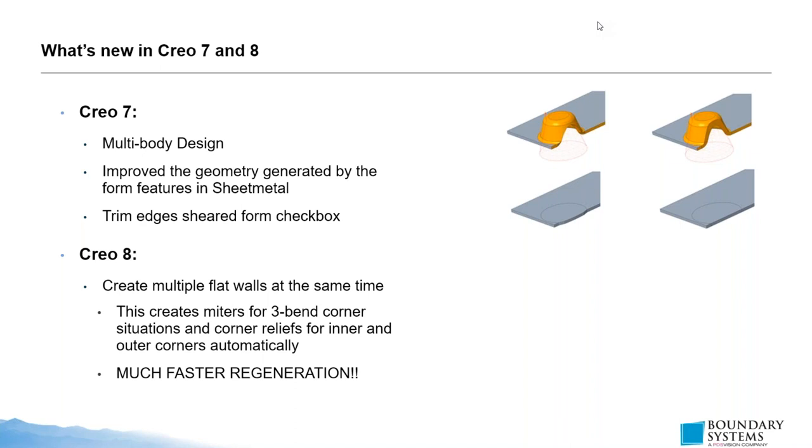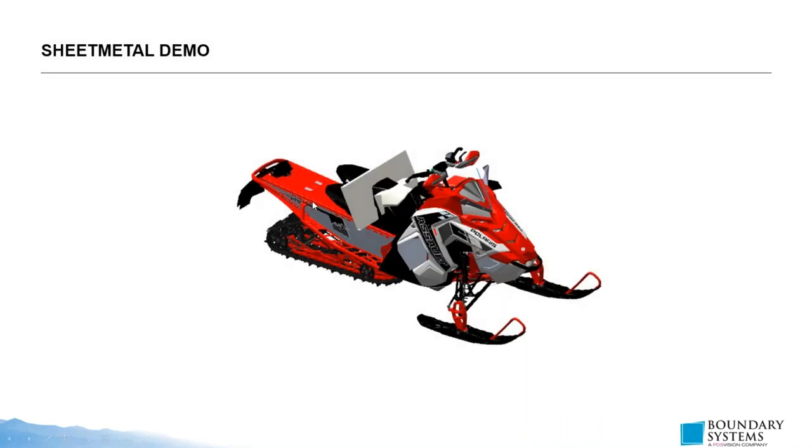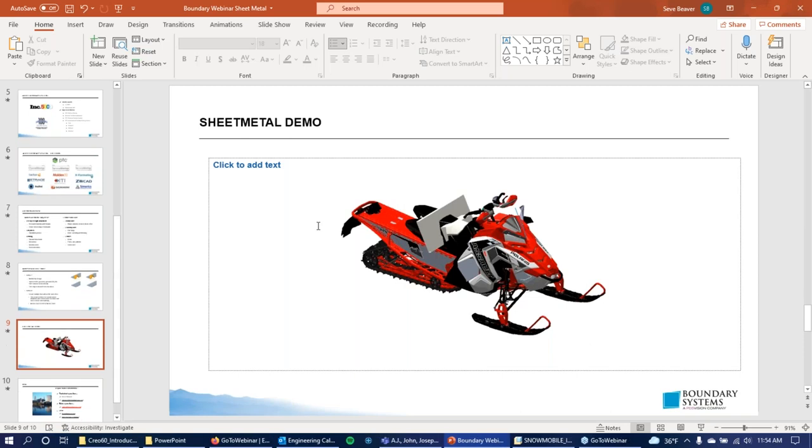So I think these are actually really good changes. I was surprised at how much they put into this each year. Pretty cool. I would recommend trying this stuff out if you have these versions available to you. So with all of that being said, I'm going to jump into Creo and show what this sheet metal interface looks like.